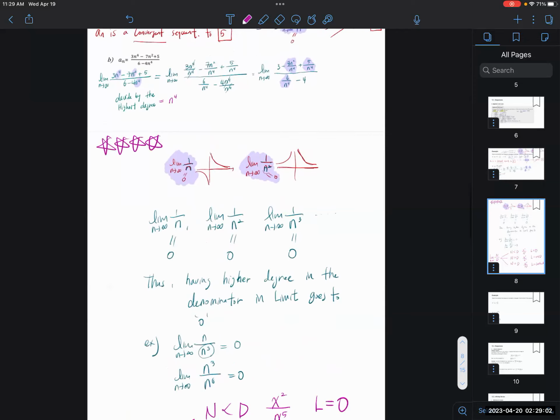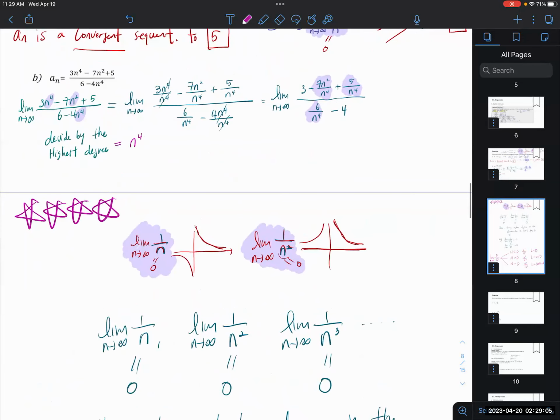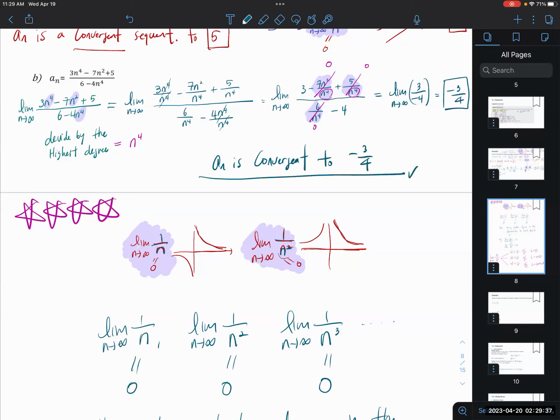So what happened here? In the denominator, everything is higher, so this is going to be 0 anyway. This is going to be 0, that is a 0. So the conclusion is, as the limit approaches infinity, we just have a 3 over -4. This is a constant, so the answer is going to be -3 over 4. So this is also convergent to -3 over 4. That's your conclusion.